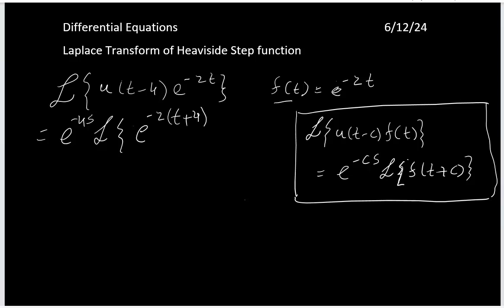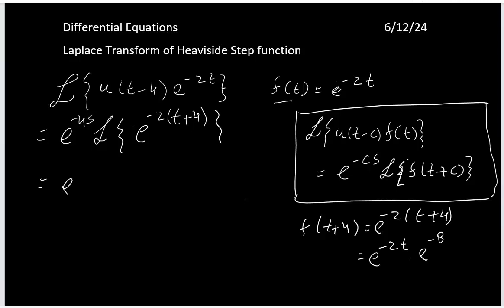Because we are replacing f(t) by e to the negative 2t, and then f(t plus 4) will be e to the negative 2 times (t plus 4). So that one is basically e to the negative 2t, and then e to the negative 2 times 4 is 8. So then you can combine this as e to the negative 2t and e to the negative 8. So e to the negative 8 is a constant. You can pull it outside. That gives e to the negative 4s minus 8.